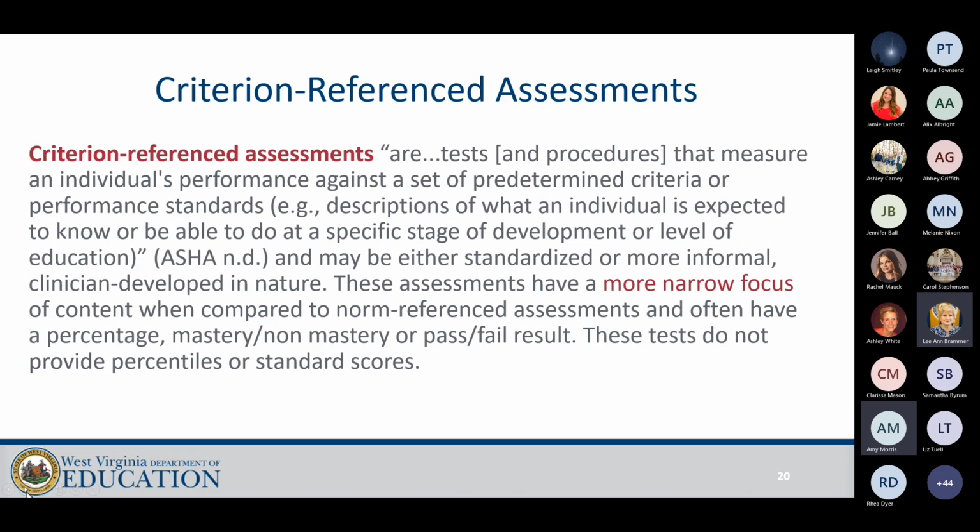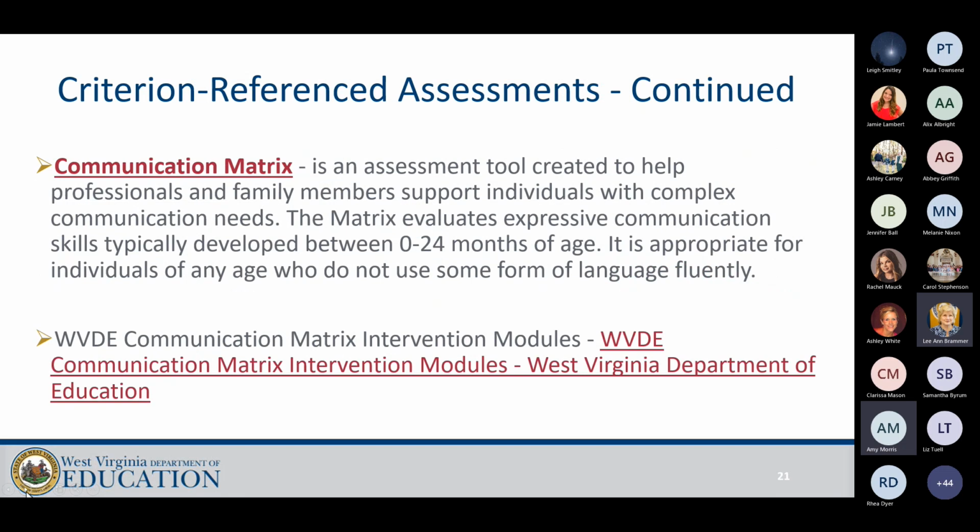And that gives you a framework to work with about where that student's skills are without having that standard score to use for placement. So with criterion referenced assessments, that can be things like the communication matrix. If any of you have given the communication matrix before, you know that it's an assessment that you, the parent, and a lot of times teachers help complete, and you're determining whether or not the student is using a skill, if they've mastered it, if they've surpassed it, and if it's emerging or not used.